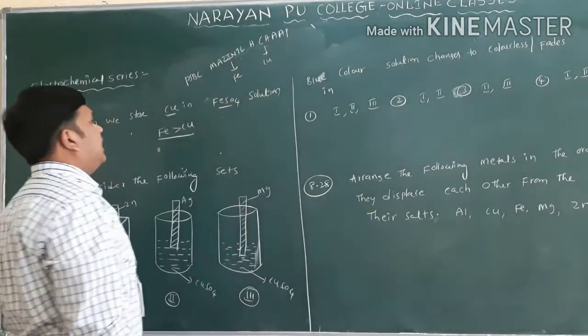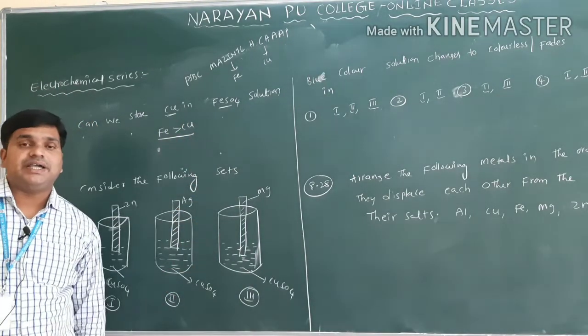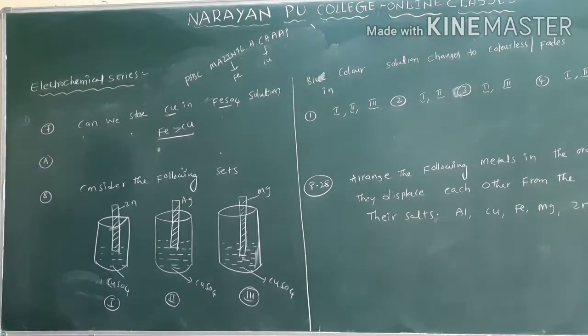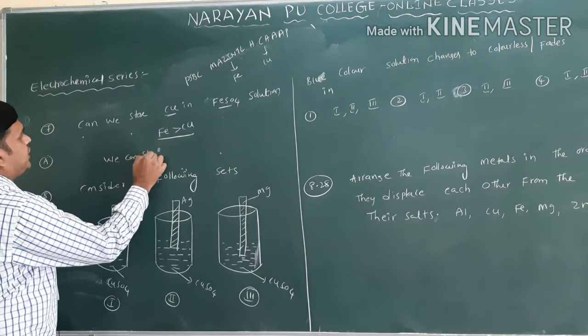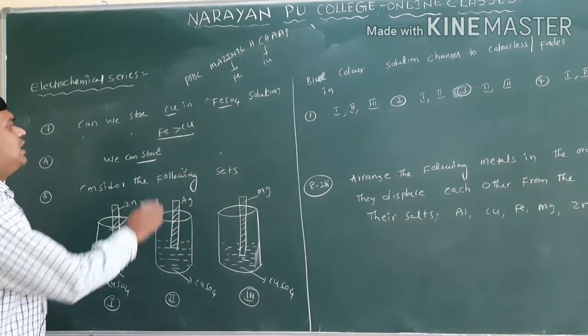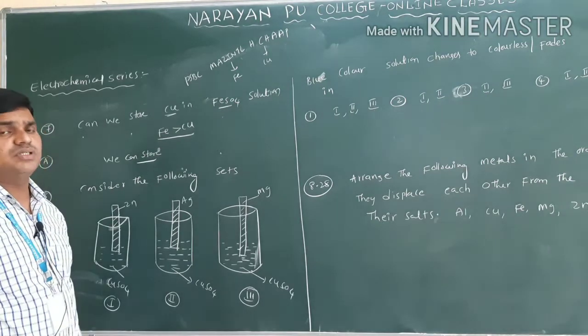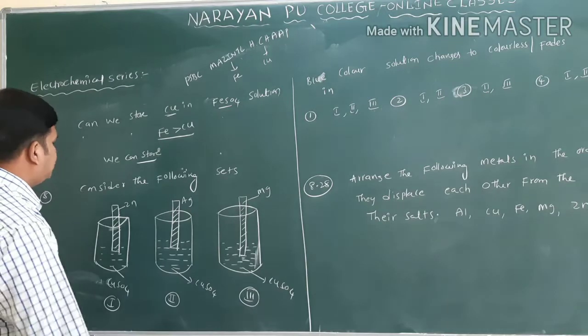Iron only. So iron is more reactive than copper. Copper cannot displace iron from FeSO4 solution. Then what happened here? We can store, so we can store what? Ferrous sulfate in a copper vessel, because iron is more reactive than copper. So copper does not displace iron from its aqueous solution. So this is the answer only.